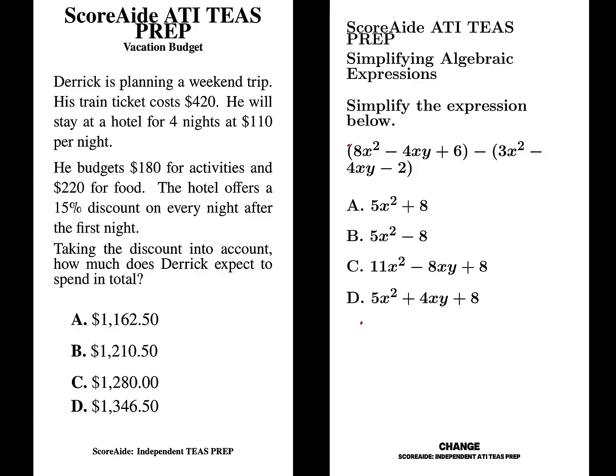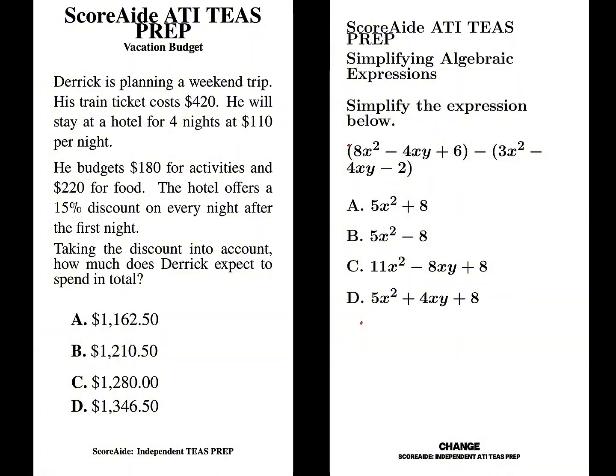Derek is planning a weekend trip. His train ticket costs $420. He will stay at a hotel for 4 nights at $110 per night. He budgeted $180 for activities and $220 for food. The hotel offers a 15% discount on every night after the first night. Taking the discount into account, how much does Derek expect to spend in total?